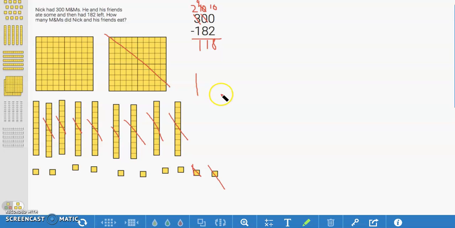So after we do this, we see that we have 1 100 left, so put a 1 in the 100s place. We have 1 10 left, so put a 1 in the tens place. And we have 8 ones left, so we put an 8 in the ones place.